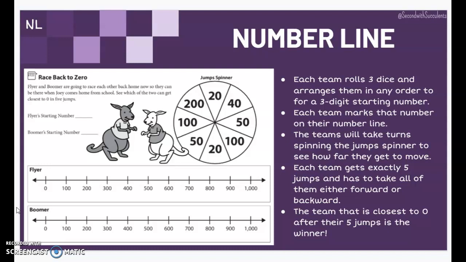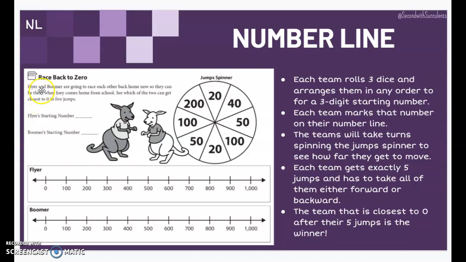The teams will take turns spinning the jumps spinner to see how far they get to move. Each team will get exactly 5 jumps, and we have to take all of our jumps. But we can either go forward or backwards. The team that is closest to 0 at the end after their 5 jumps will be the winner. Show a connection if this sounds a lot like the last game we played, Race to 1000. Yeah, it is. It's just going the opposite direction. We want to be the closest to 0.